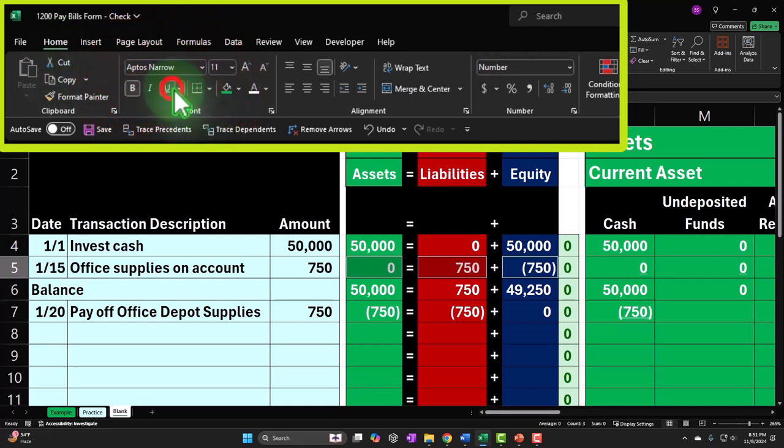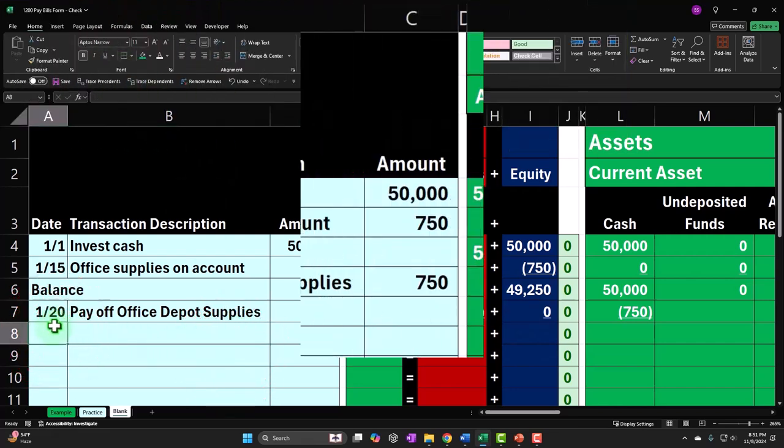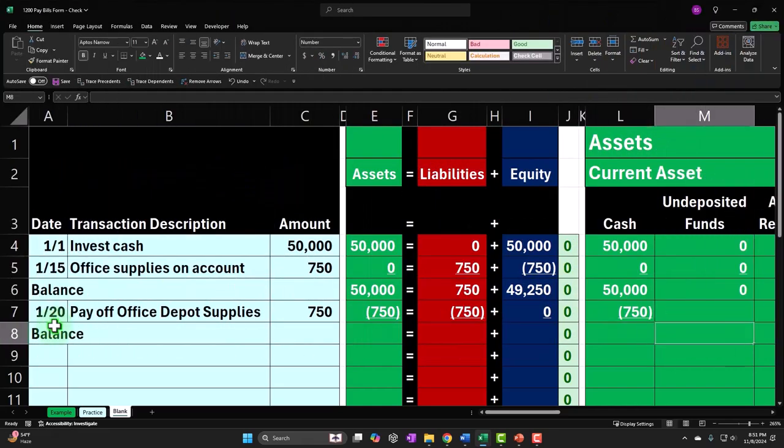Home tab, font. Let's put an underline here. Let's put an underline under these. All right. And then let's put the balance back in place. Bring down the balance. So wait, let me put my zeros in place.